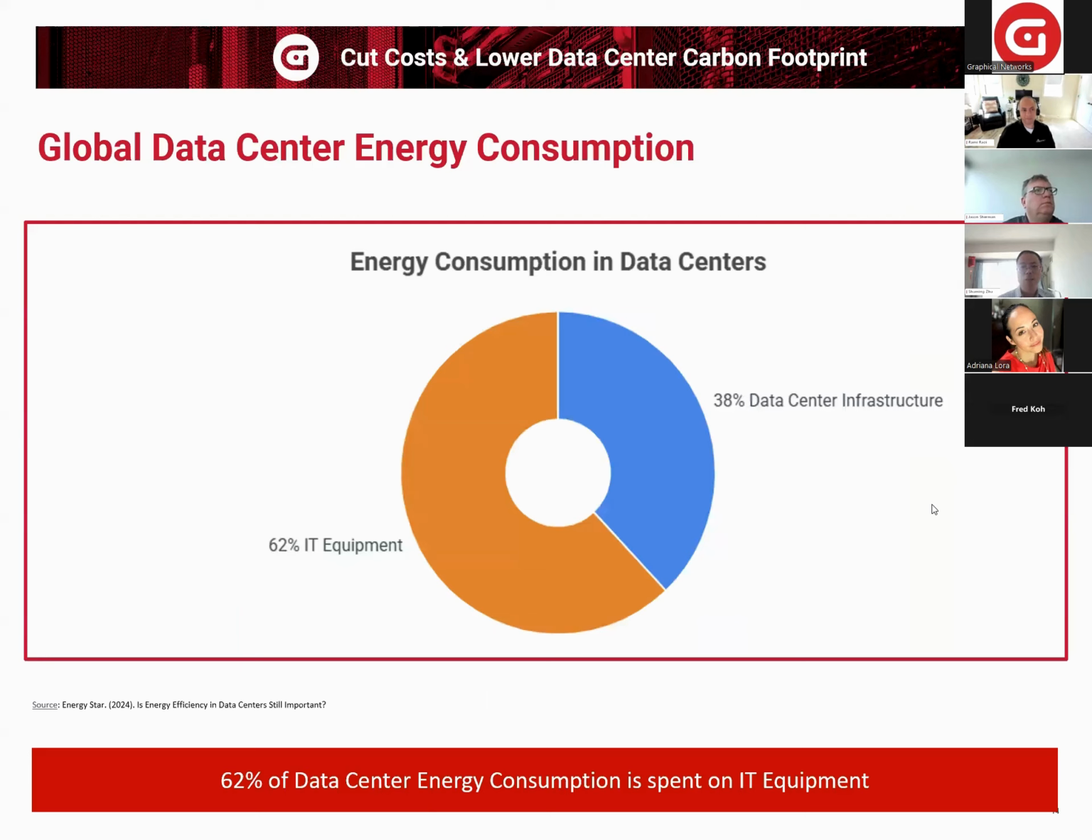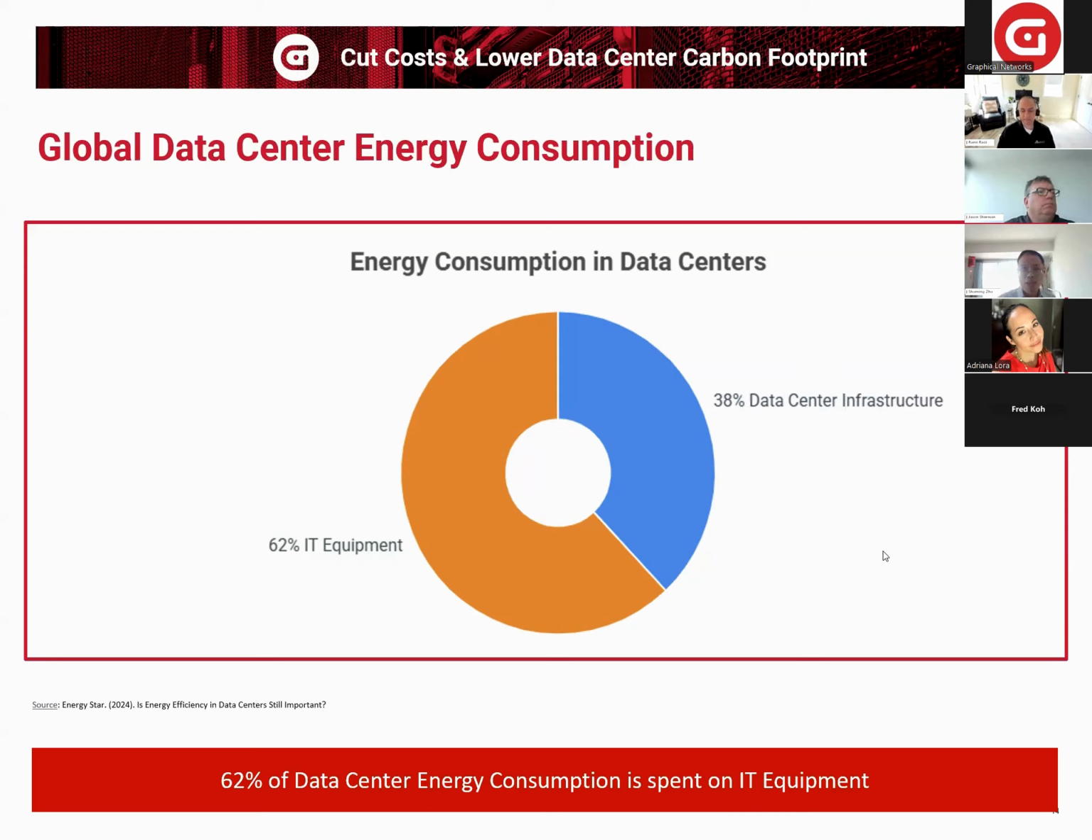Let's break down the energy consumption for the data center: IT equipment versus infrastructure. IT equipment consumes 62% of total energy, while infrastructure consumes 38%. From here, we can easily calculate that the PUE is around 1.6, which is still the average worldwide level in 2024. So there is still a big room to improve.